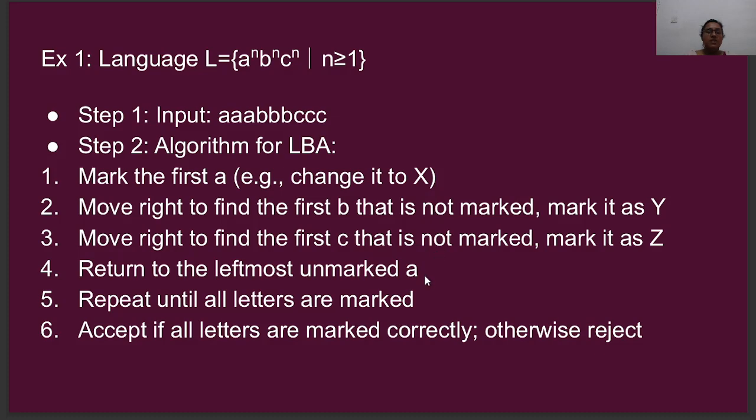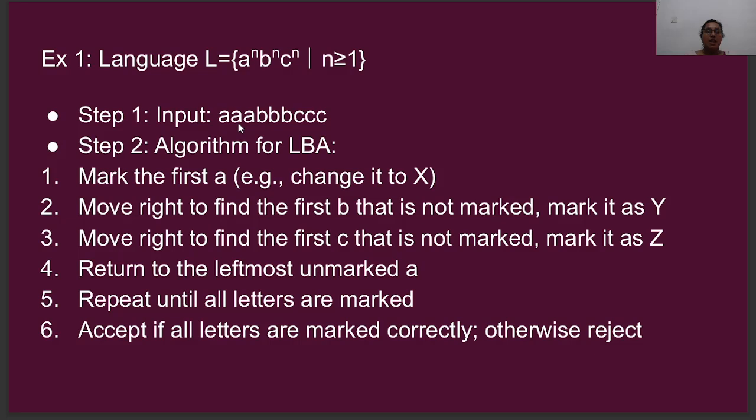Then the fourth step is to return to the leftmost unmarked A. In this case, the next unmarked A is the second A. Repeat until all letters are marked. So again, we will do 1, 2, 3.